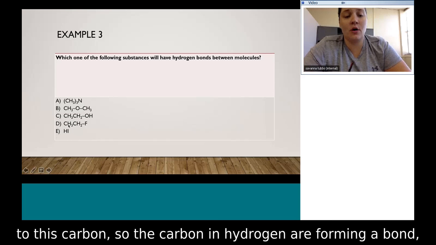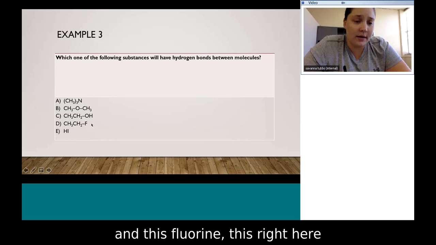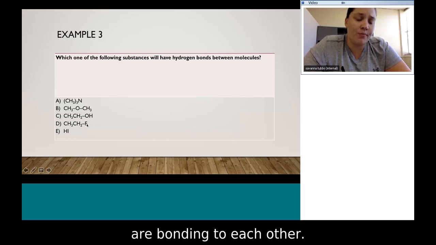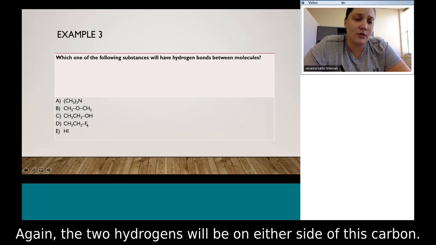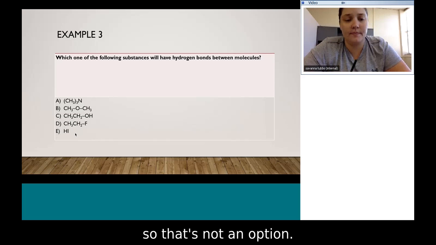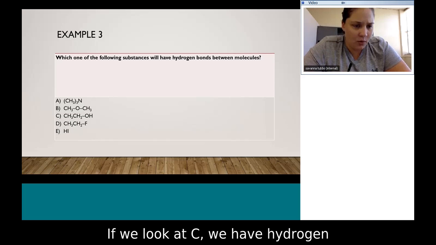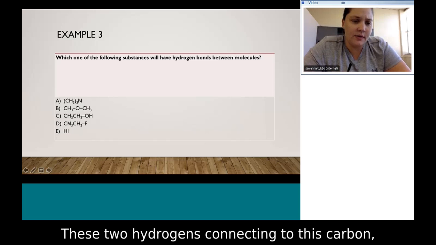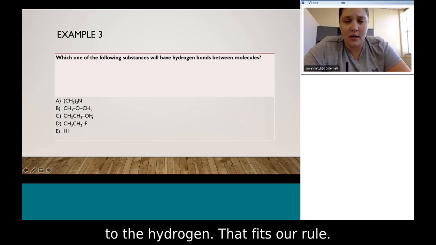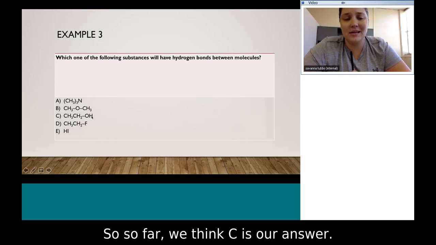By looking at our other options, we see that our CH3 means we have 3 hydrogens connecting to this carbon, so the carbon and hydrogen are forming a bond, and the 2 hydrogens will be on either side of this carbon. So we know it's still bonding to carbon, so that's not an option. If we look at C, we have these 2 hydrogens connecting to this carbon, but we see that we have an oxygen connecting to the hydrogen. That fits our rule.